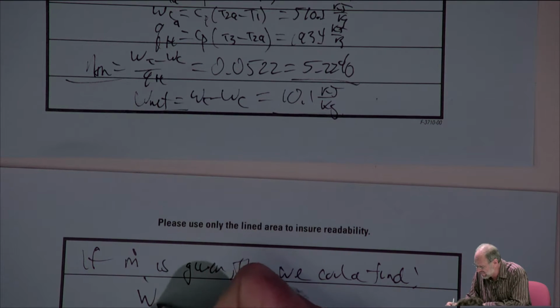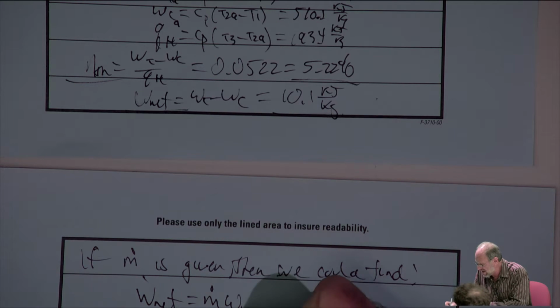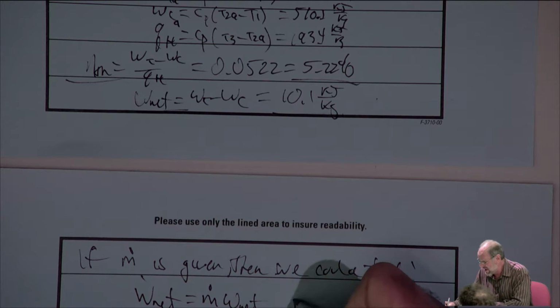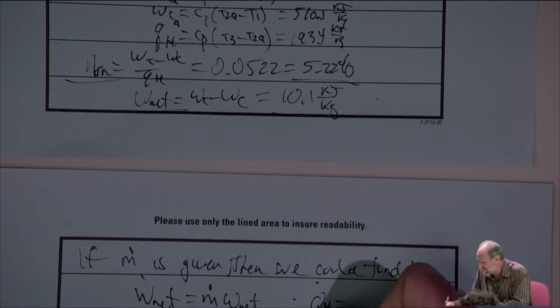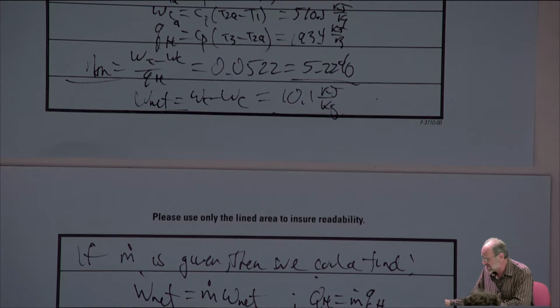we could, for instance, find the net power, right? The net power is just the mass flow rate times the net work per unit mass. We could have also found, again, the heat input rate. That's just the mass flow rate times the heat input per unit mass.